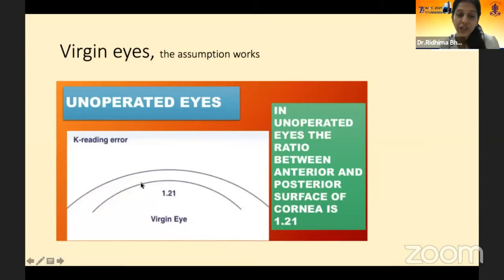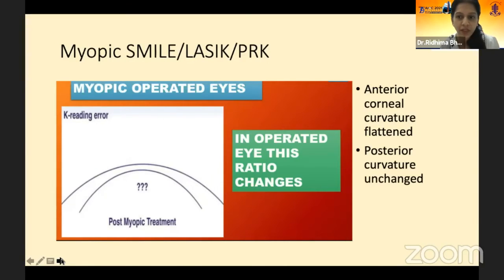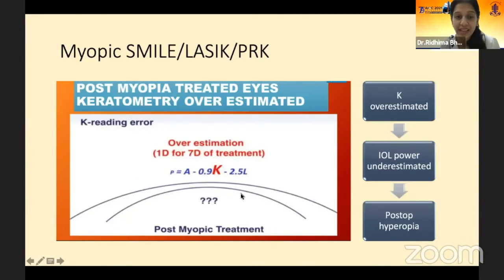While this may be true in unoperated or virgin eyes, this ratio is generally considered to be 1.21. What happens after a myopic ablation? In LASIK or SMILE or PRK, we are flattening the anterior corneal curvature. And then the posterior, as we see here in the next figure, the ratio between the anterior and posterior curvature gets disrupted, and then the keratometric index is invalid. That results in an overestimation of the corneal power measurement. So there'll be a 1 diopter overestimation of K reading for every 7 diopters of treatment that we have performed for myopia.